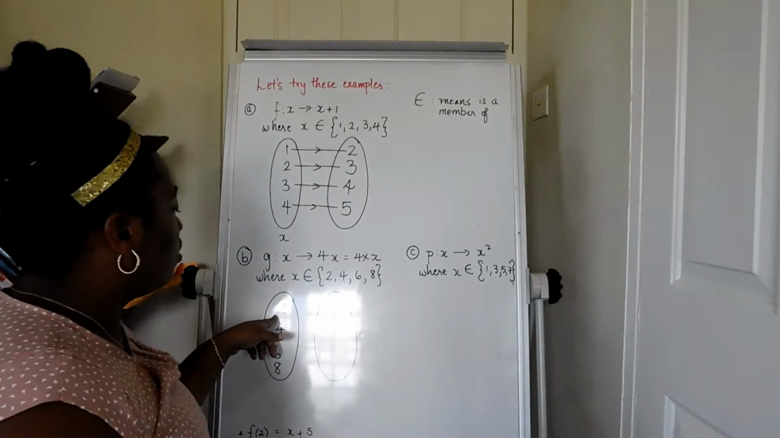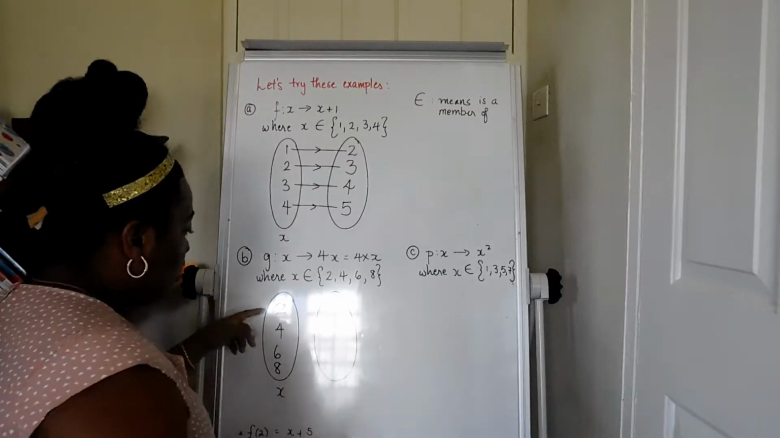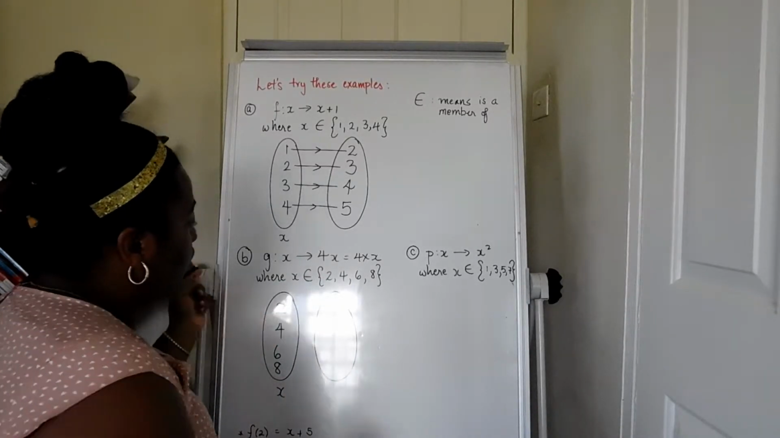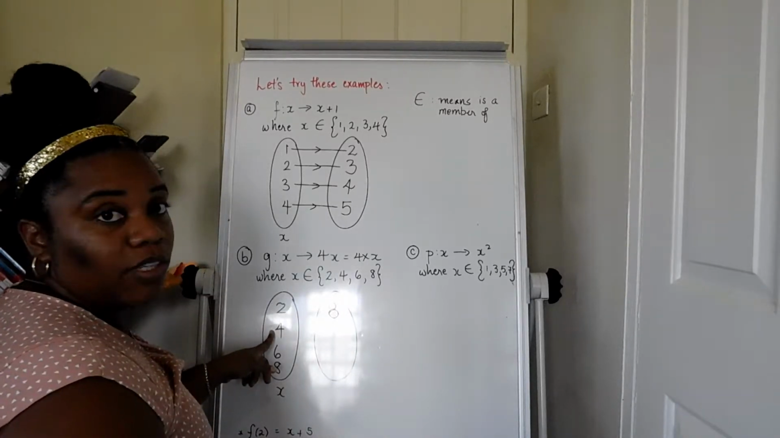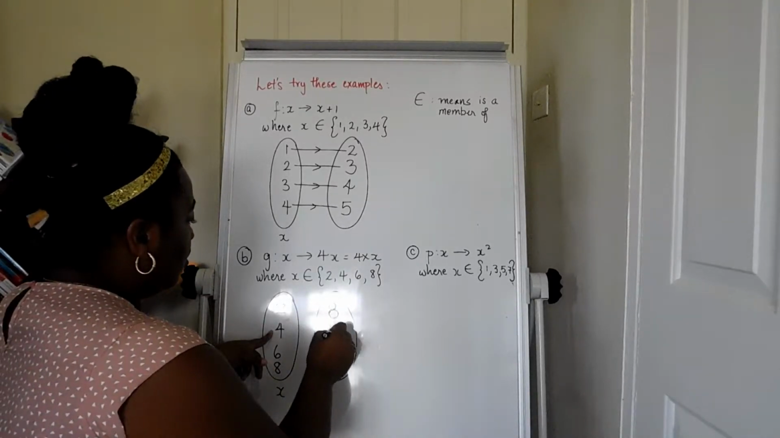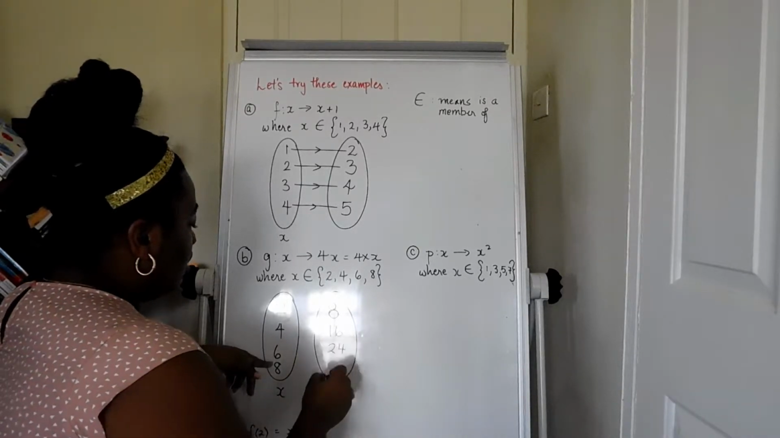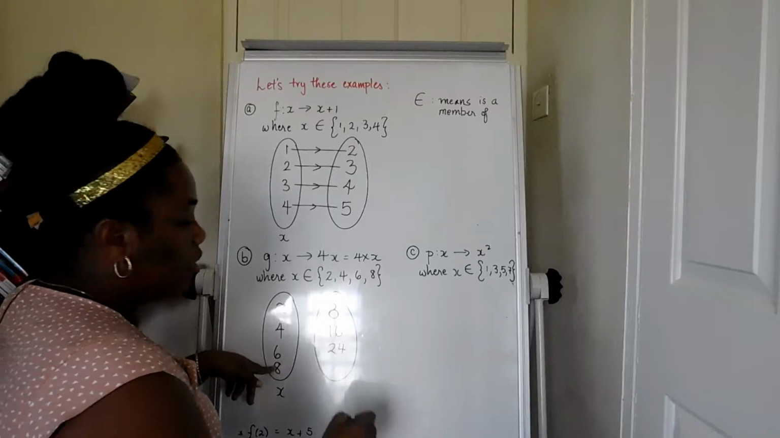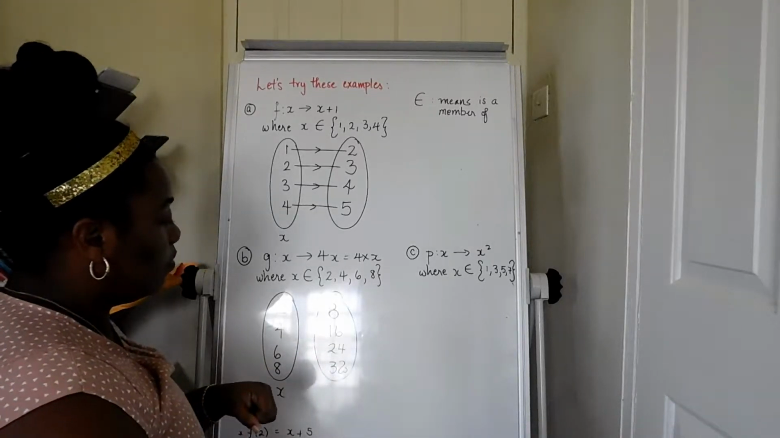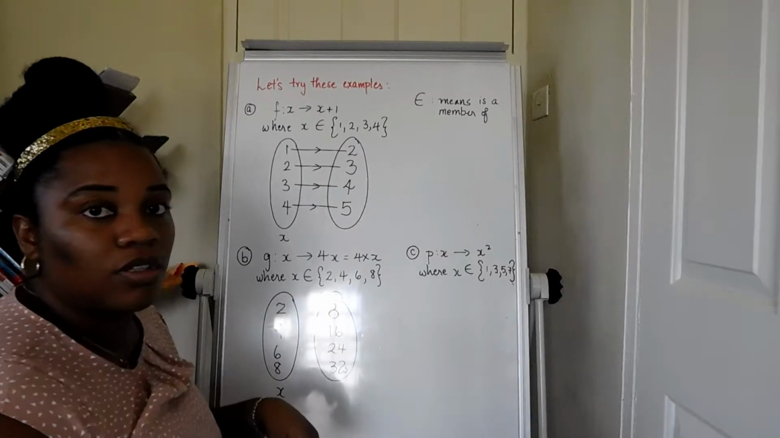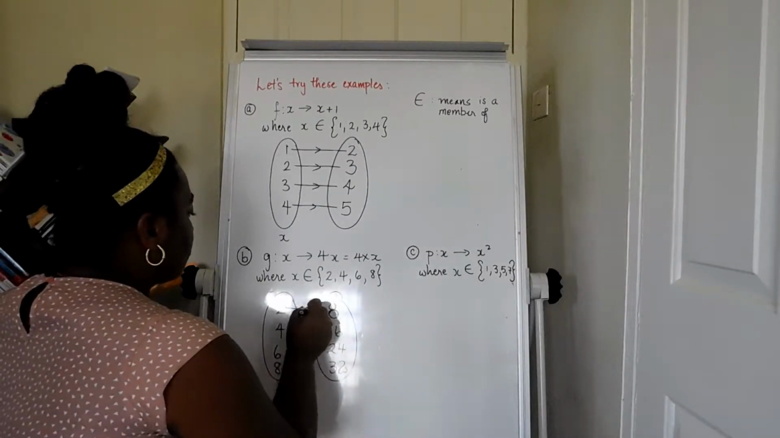So 4 times whatever this is, 2. This is our first x. So 4 times 2 is 8. 4 times 4 is 16. 4 times 6 is 24. And 4 times 8 is 32. Okay? So, I hope you got this.